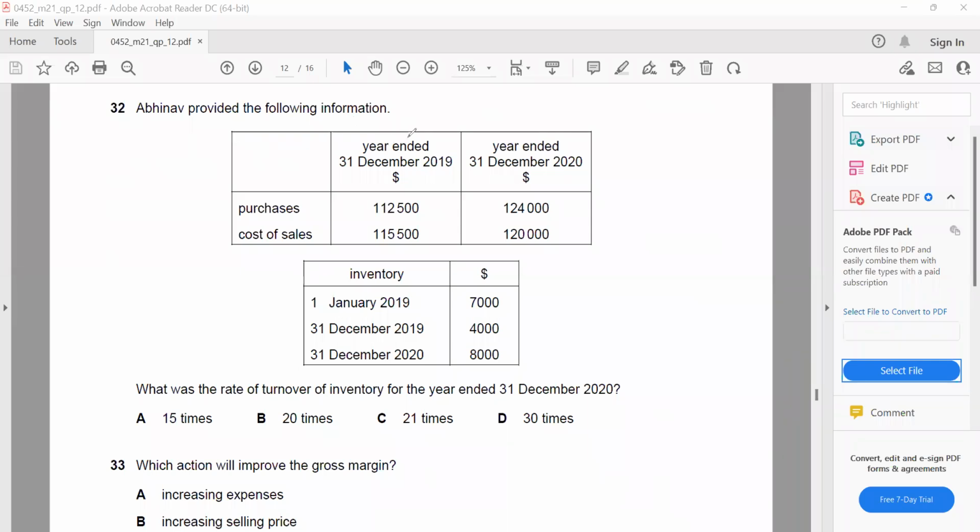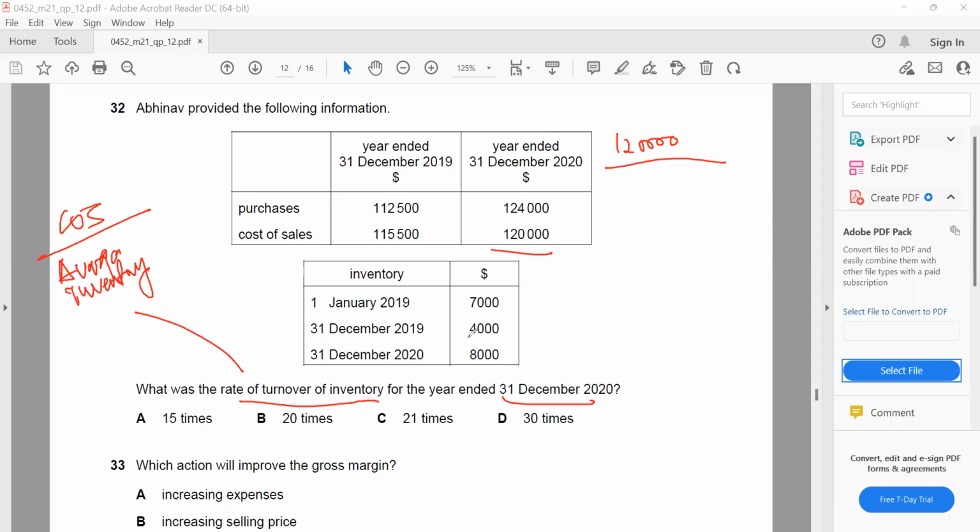Ahina provides the following information. Year ended, this is the amount. Okay, what was the rate of return for the inventory turnover? So here, this is 2020. So the formula for it is the cost of sales over average inventory. So our cost of sales is this one, 120,000, divided by opening inventory 4,000 plus 8,000 divided by 2. So 120,000 cost of sales divided by 6,000. Then 120 divided by 6, we get 20 times. So the answer should be B. Okay, now let's continue.